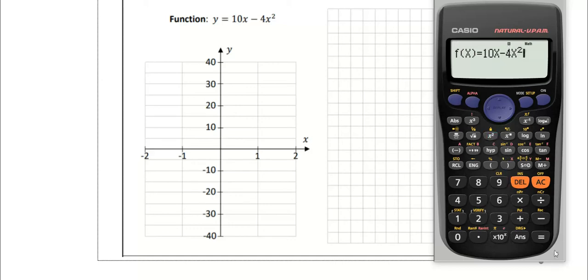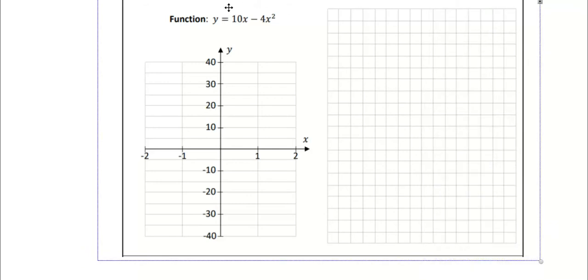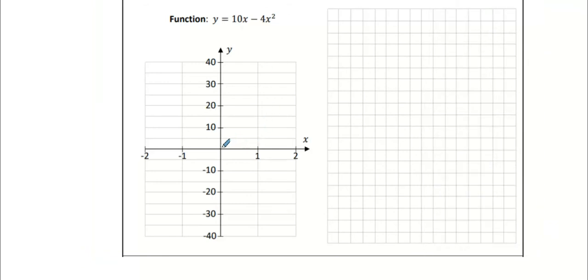Your start is minus 2. Your end is plus 2, because you can see those are your x values here. Step of 1. Now you can see your points here: minus 2, minus 24; minus 1, minus 11; 0, 0; 1, 9; 2, 16. So 1, 9 is about there. Then we have 0, 0, no bother here.